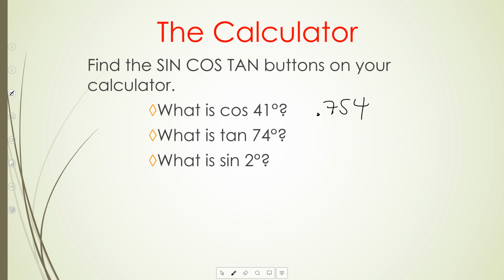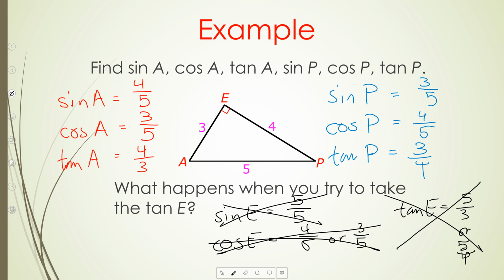Okay, take the tangent of 74, you get 3.48, yes. Sine of 2 degrees is? 0.034. So we're all good, we're in degrees mode, right? All right, just for giggles, based on what Karen told us, take the sine of 90 degrees. What do you get? 1. Beautiful.